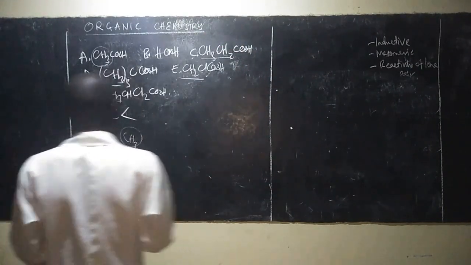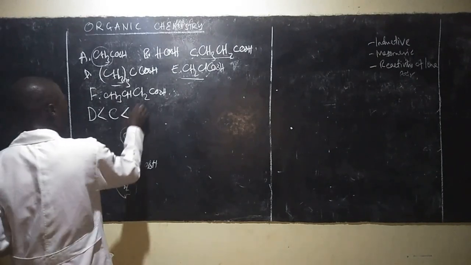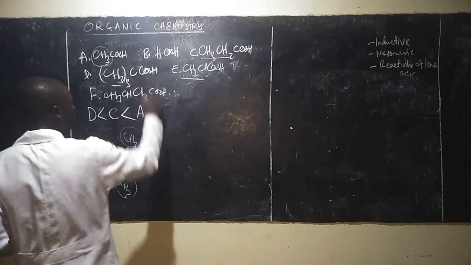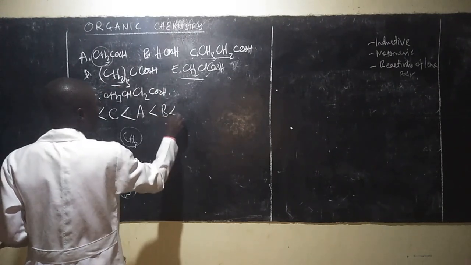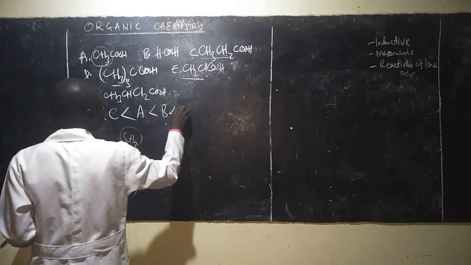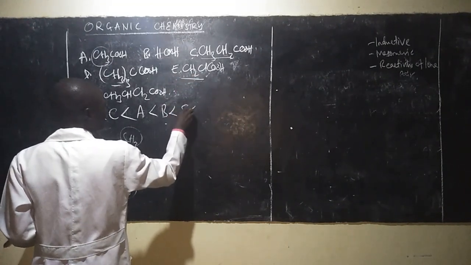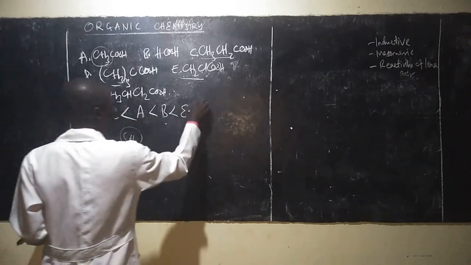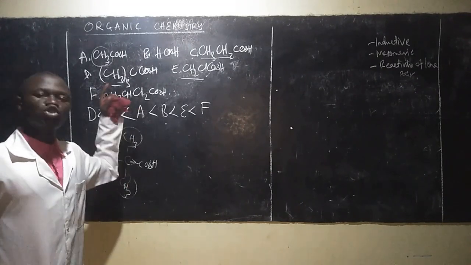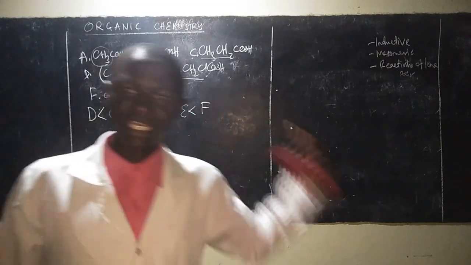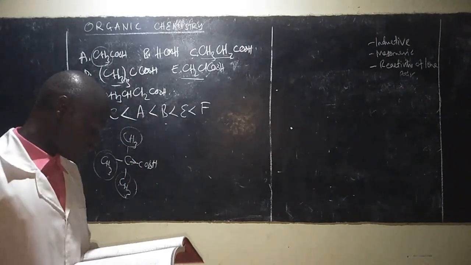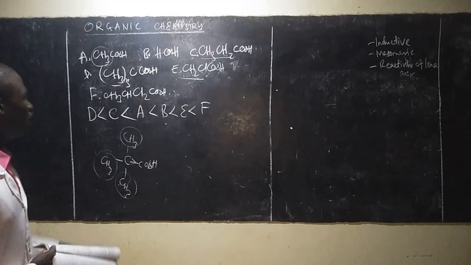So from C, we will have A. From A, we will have B. From B, we will have E. E, because this one causes negative inductive effect. And then from E, we will have F. Why F? Because F contains two chlorines. Having two chlorines will cause more negative inductive effect as compared to other groups of organic compounds.